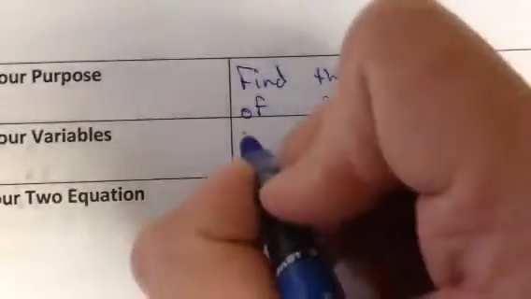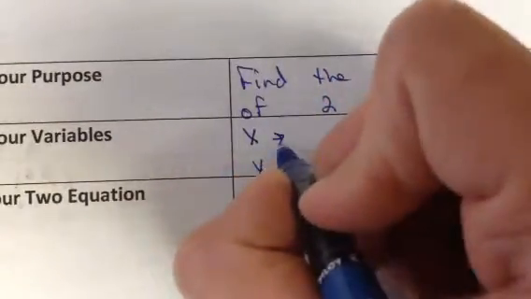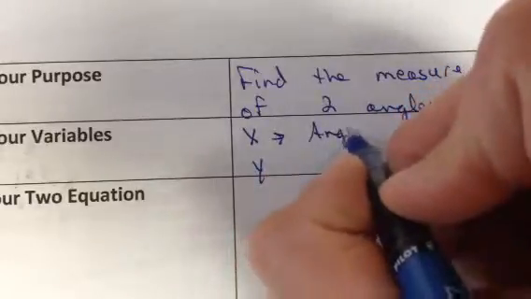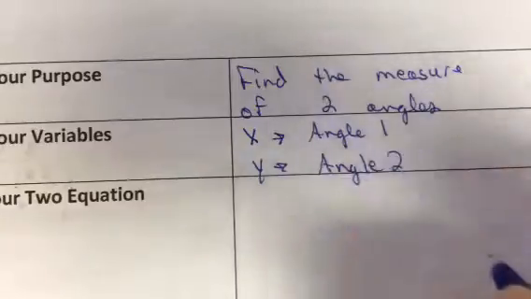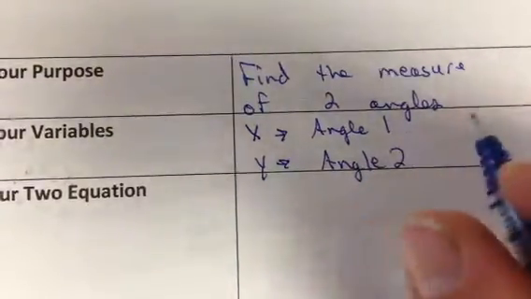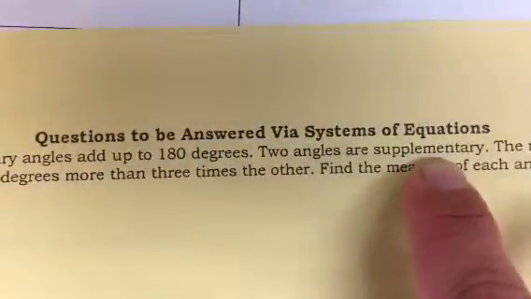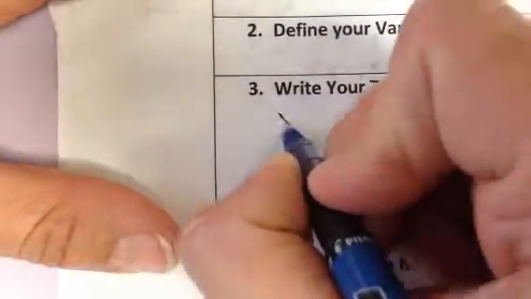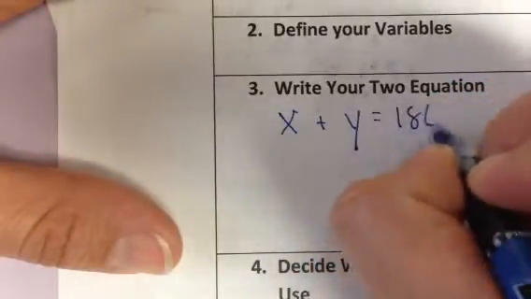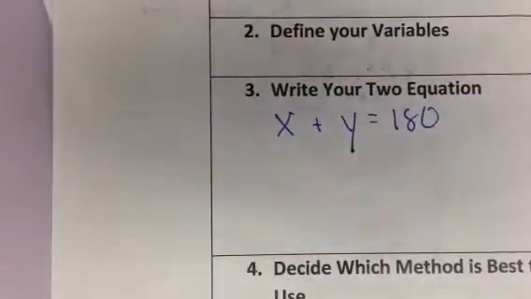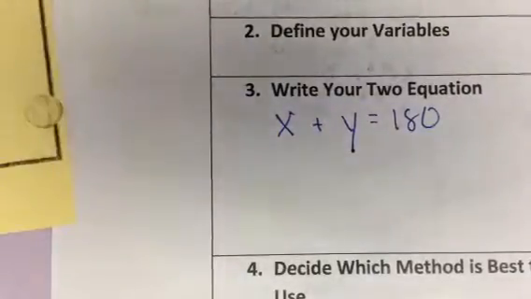So I'm going to go back to x and y. I'm going to call x angle 1, and I'm going to call y angle 2. And I want to know how many degrees these are. So the first equation I'm going to get is the fact that supplementary angles add up to 180. And so I have 2 angles that are supplementary. So I have 2 angles that add up to 180. So angle 1 plus angle 2 are 180 degrees. And that one's a pretty simple one. The other one is a little bit more difficult.